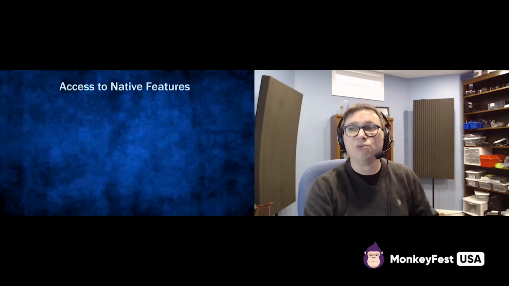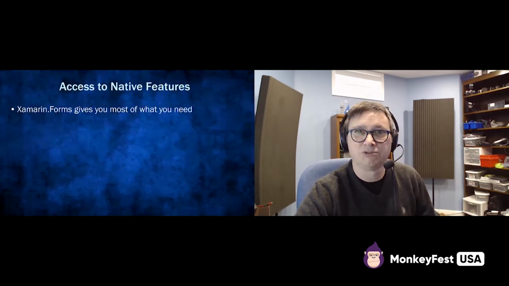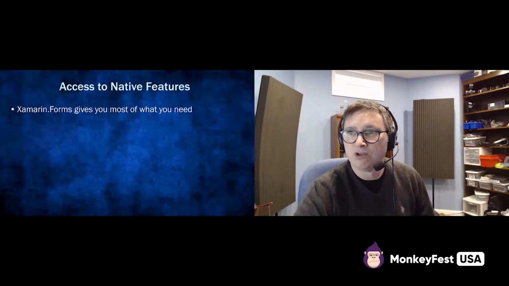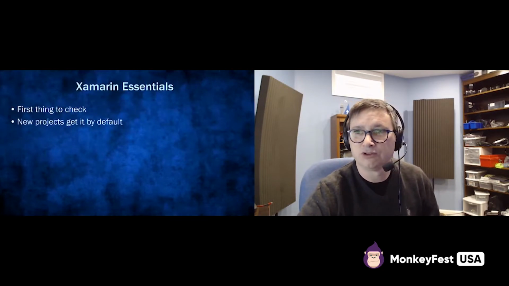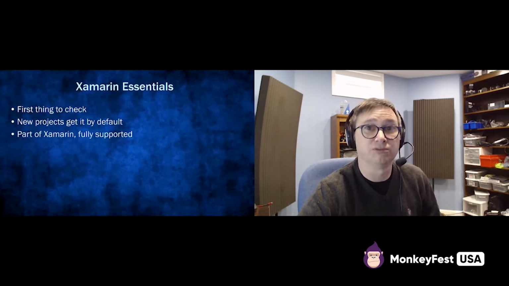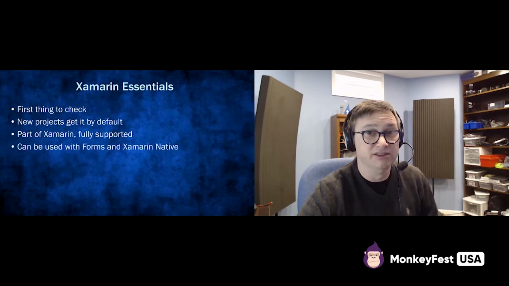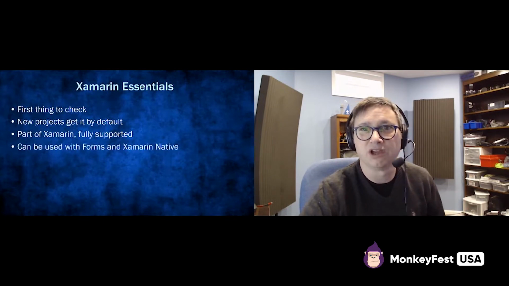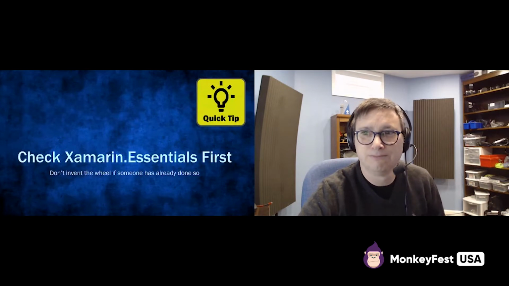So how do you get access to native features? Well, with Xamarin.Forms, you get most of what you need out of the box, but sometimes you need to go a little bit deeper. So let's talk a little bit about Xamarin Essentials. It's the first thing to check when you need native features. New projects get it by default, and it is a part of Xamarin and is fully supported. And it's not Xamarin.Forms specific. You can use it with native Xamarin applications. Here's a quick tip. Check Xamarin Essentials first whenever you need to get access to a native feature. Don't reinvent the wheel if someone else has already done it for you.